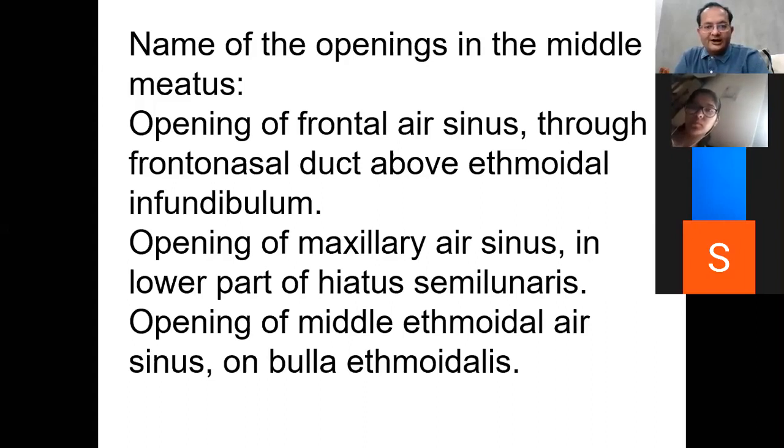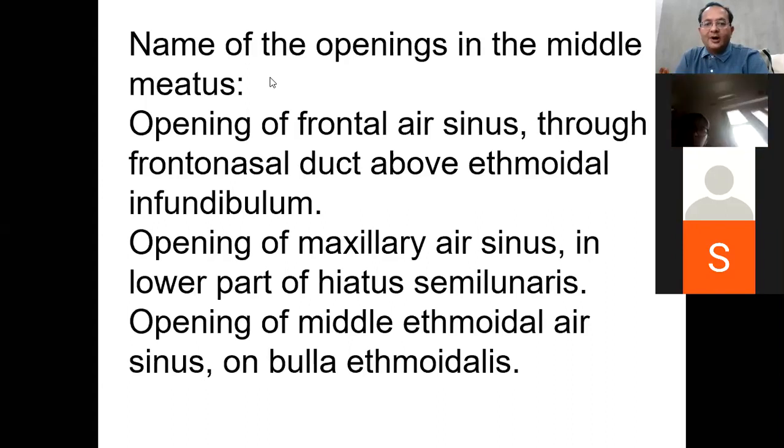Opening of the maxillary air sinus. Maxillary air sinus is also known as the antrum of Highmore, after the name of the anatomist who described this sinus, and it opens in the middle meatus of the nose, in the lower part of the hiatus semilunaris. Opening of the middle ethmoidal air sinus is on the bulla ethmoidalis, in the middle meatus of the nose. So the frontal air sinus opens through the frontonasal duct above the ethmoidal infundibulum.